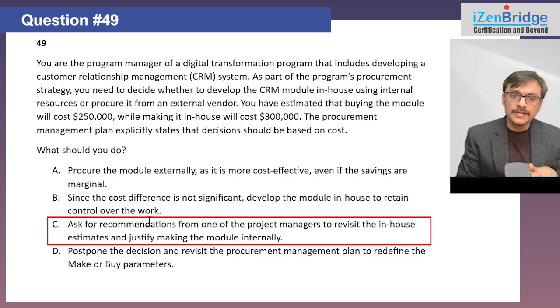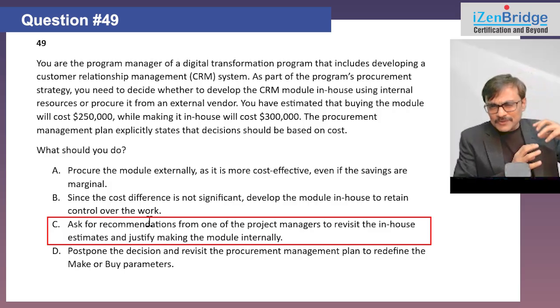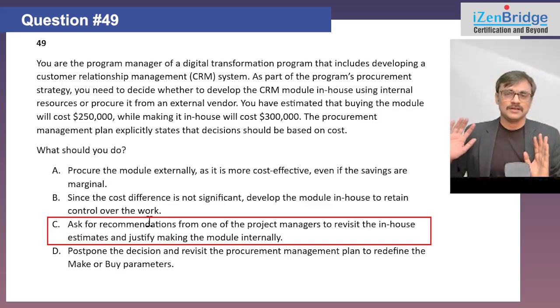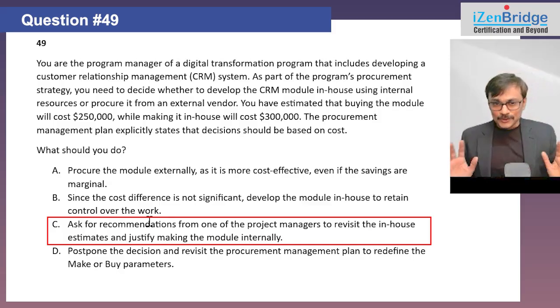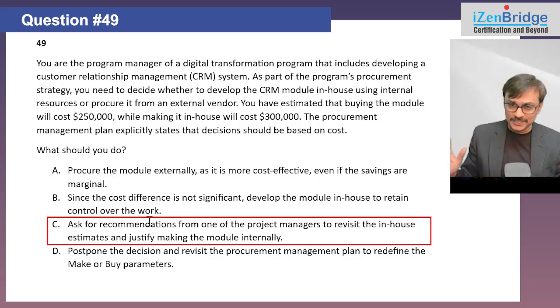Option C, ask for a recommendation from one of the project managers to revisit the in-house estimate and justify making the module internally. So this is not making the decision, but saying, project manager, can you come up with a better estimate? Can you bring it under 250,000 so that we can do it in-house? You may do that in your real world, but not for the question and the exam. The question is simply asking you to make a make or buy decision. Don't put your mind beyond that. That's something you should not be thinking.